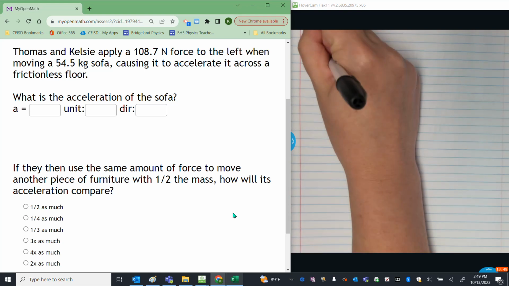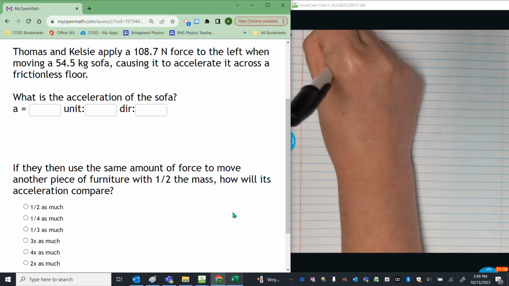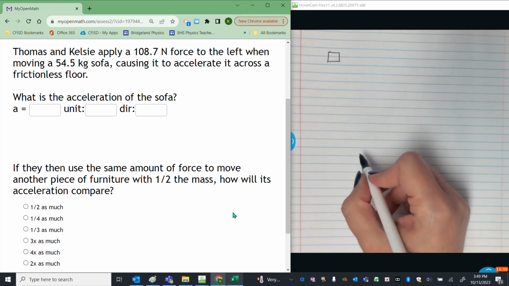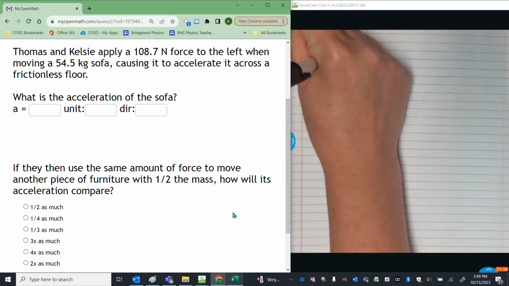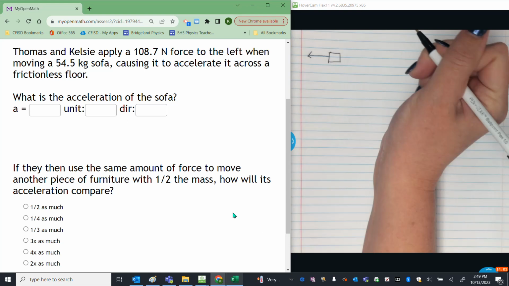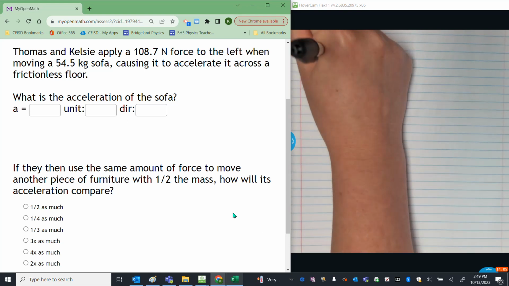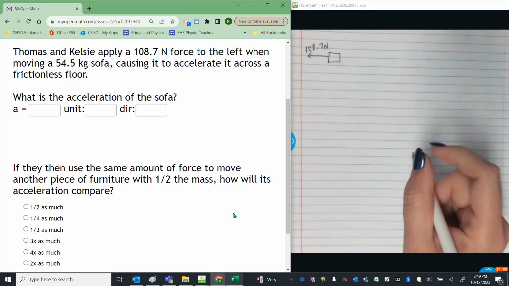Again, we're going to start with a free body diagram. That's my sofa. Looks very much like a sofa. I know that they are going to apply a force to the left. It says so in the question. So let's go ahead and draw a vector to the left. It is 108.7 newtons, and that's my applied force.